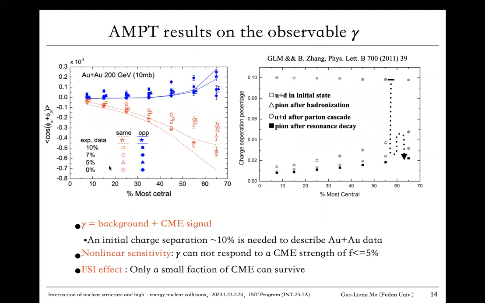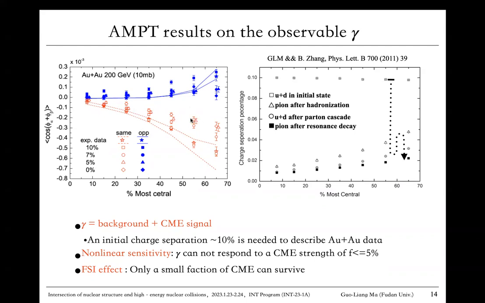What we found is three things. This is our result compared with the experimental data, shown by the band. We have four kinds of results. The 0% means without CME signals, and then 5%, 7%, 10%, where we increase the CME strength. We can see that even at 0%, there are already negative correlations. It's about half the magnitude of the experimental results.